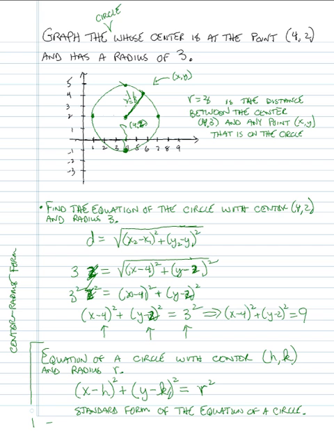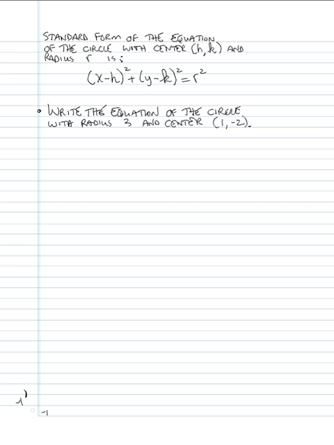Wow, that was pretty easy, really, wasn't it? Well, let's practice this on a couple of examples. Okay, I've rewritten this just to make sure that you understand that this is something that we need to know. The standard form of the equation of a circle that has a center of h comma k and a radius of r is given by the formula, the quantity x minus h squared plus the quantity y minus k squared is equal to r squared.